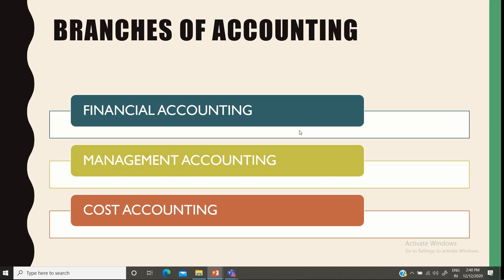So next we are moving on to the branches of accounting. So this is a new topic. If you see, actually 3 branches are there. One is financial accounting, the second one is management accounting, and the third one is cost accounting.